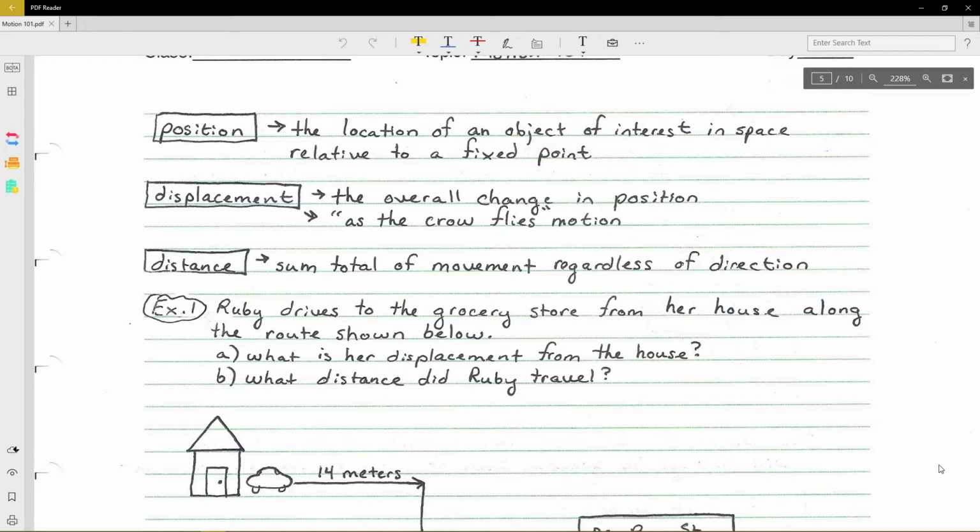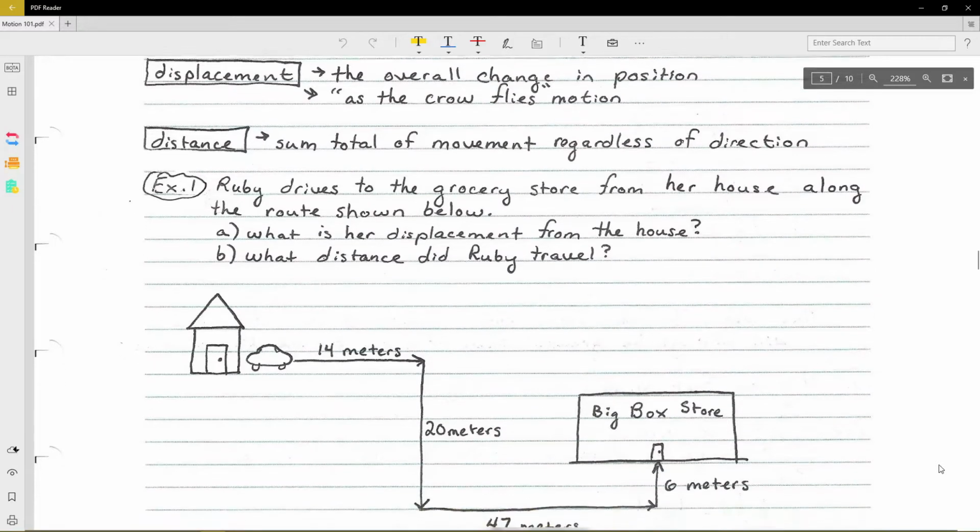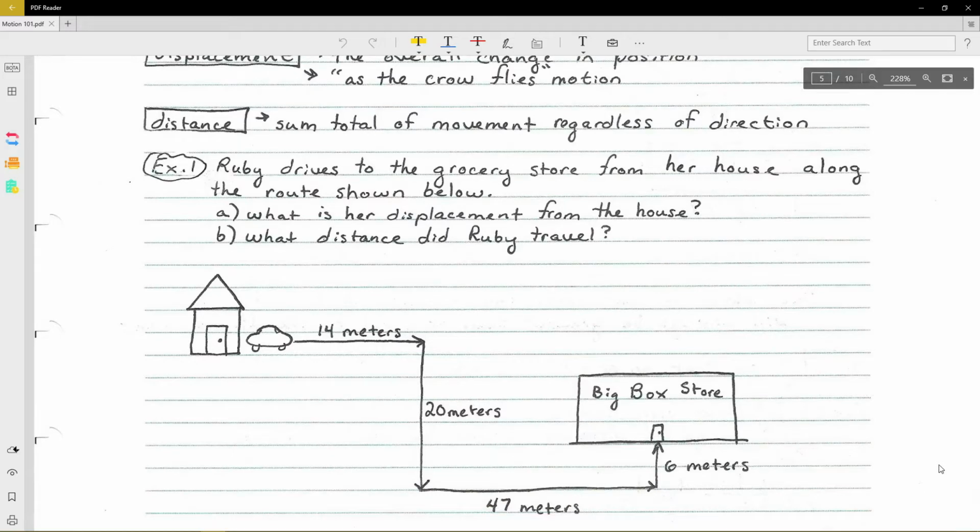Displacement is the overall change in position, or the as the crow flies motion, if you've ever heard that expression before. Distance is the sum total of movement regardless of direction. Let's take a look at an example, because this can be a little confusing when you're first starting out. It says Ruby drives to the grocery store from her house along the route shown below. What is her displacement from the house, and what distance did Ruby travel, or how far did she end up going? She's just going to the store. It's not a round trip.